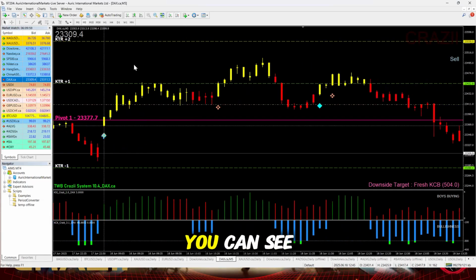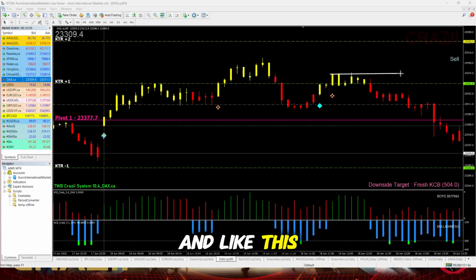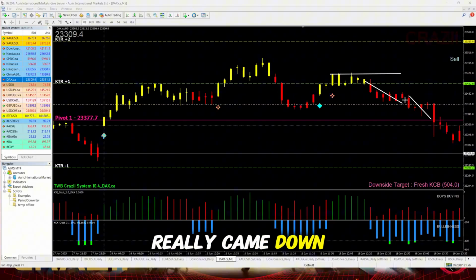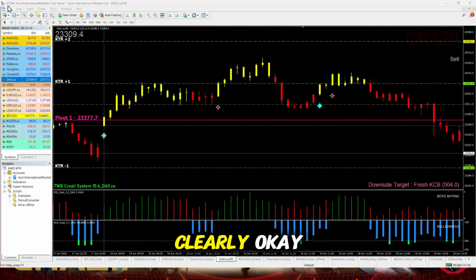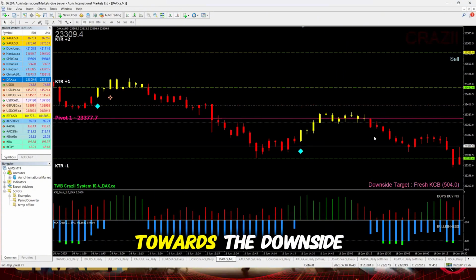So after that itself, right, you can see the market start to go sideways, and then you have a diamond again appearing on the screen, and like this. So the market cannot go up, right? See the market again come down. Now, can you short the market? If you don't dare to short, it's fine, because it's still above OP, right? That's understandable. Okay, but the price really came down to the next technical level, as we can see very, very clearly. Okay, then after that, you can see the DAX start to go sideways towards the downside.